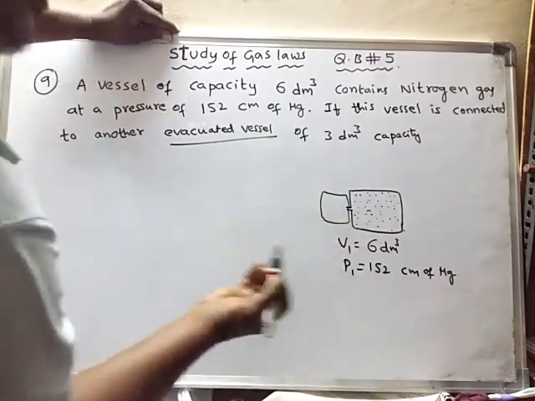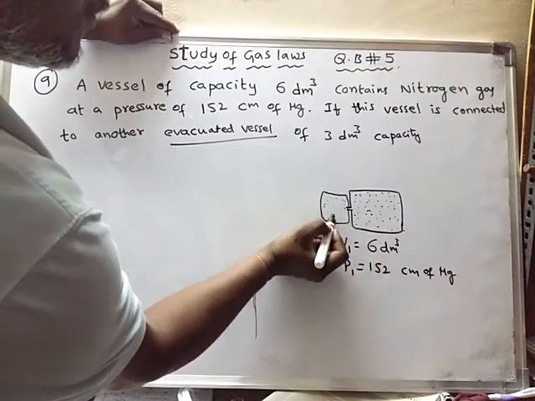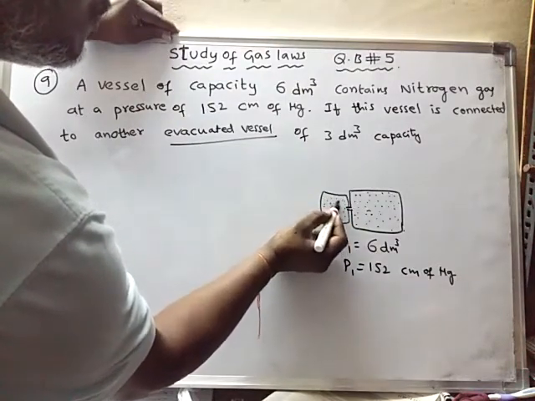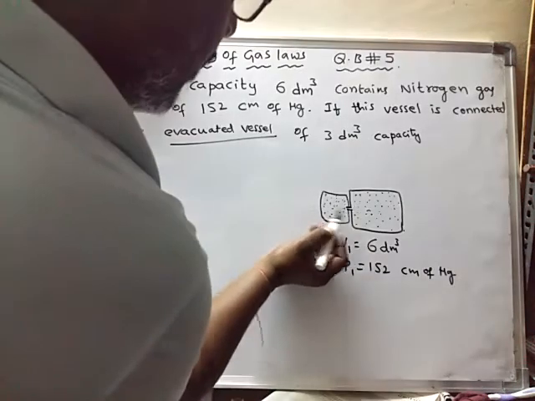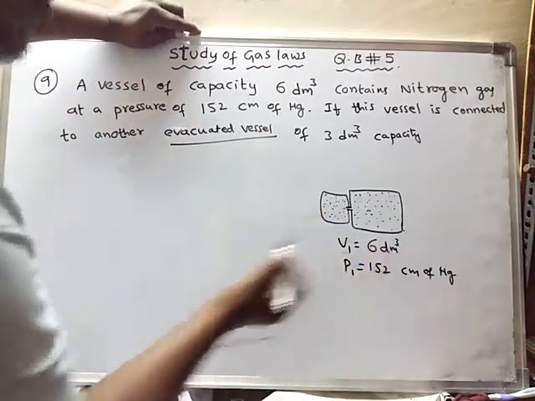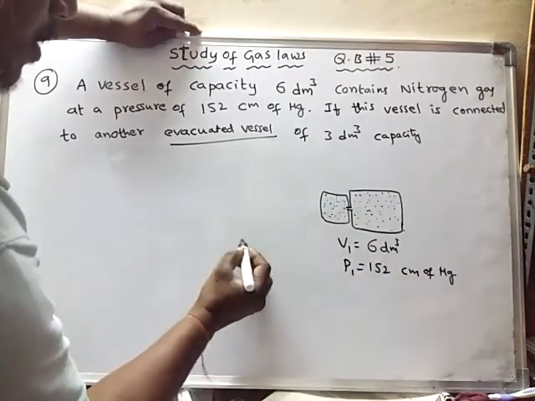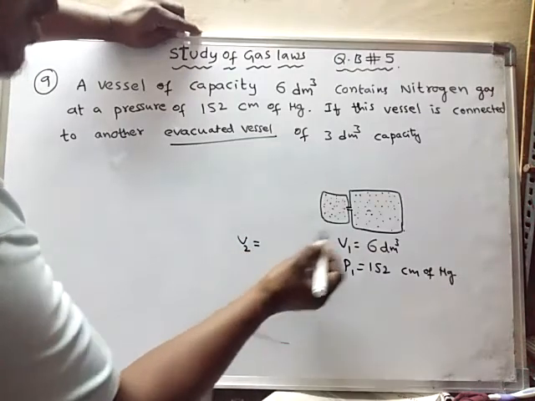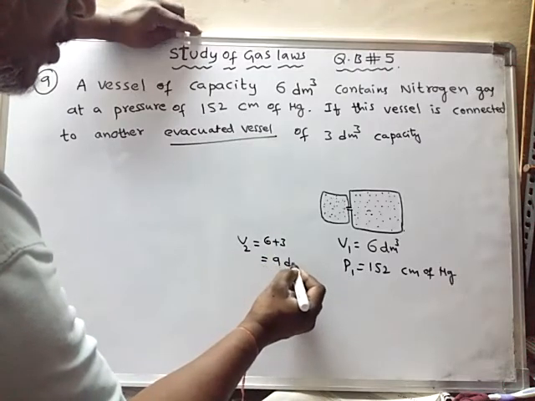So when it is connected, what happens? The nitrogen gas which is present will slowly flow into this one, and this smaller vessel also will be filled with nitrogen gas. See, what has happened to the volume? Volume is increased. Initial volume is 6 decimeter cube. Now the volume occupied by this nitrogen gas has increased. So the new volume of this nitrogen gas is 6 plus 3. It is equal to how much? It is 9 decimeter cube.